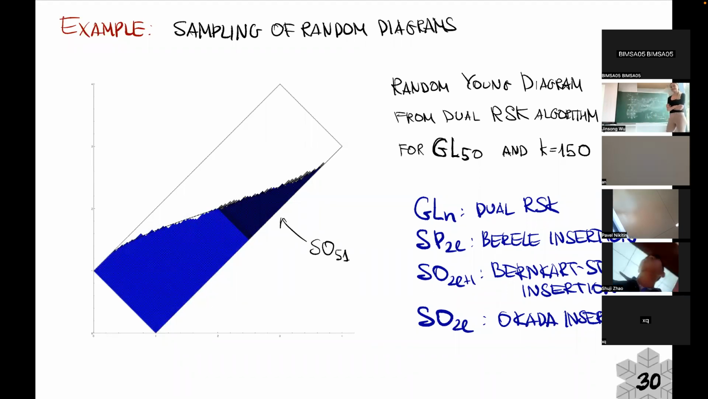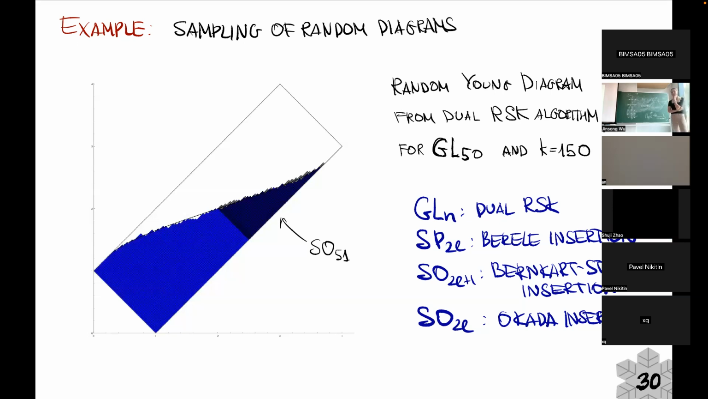One very important feature of the representation correspondence is that it can be equipped with a crystal structure. Yes, and this is very important. Because there are a lot of insertions, not only the one you wrote, the Robinson-Schensted insertion, right? A lot of other insertions.